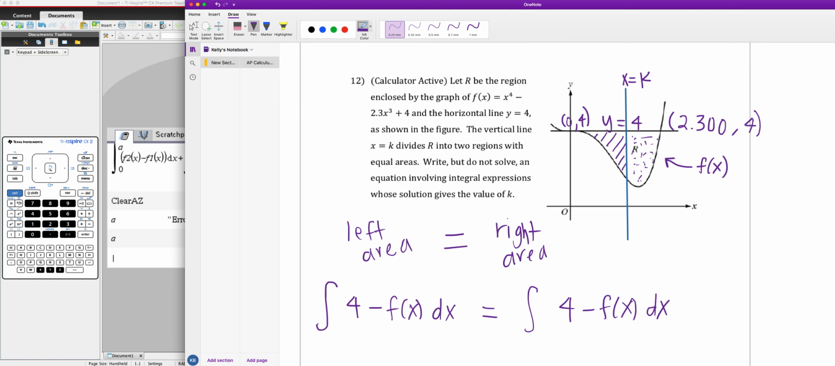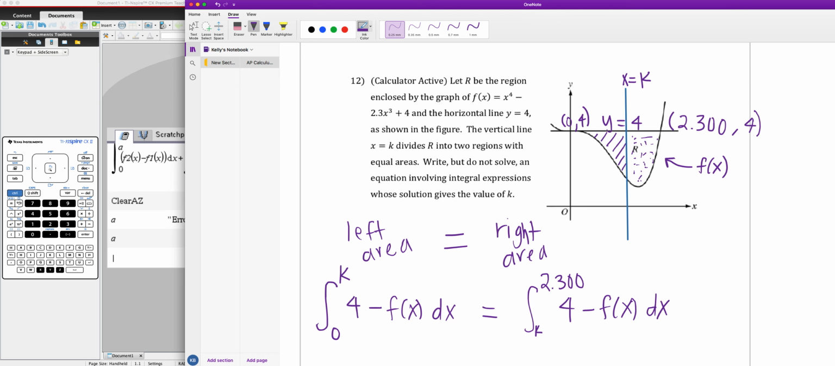So this is now going to give me my bounds. The area on the left is going from x equals 0 to whatever this vertical line is. Now, I don't know where it is, but we're calling it k, which means down here I'm going from 0 to k. On the right-hand side, I'm starting at the vertical line, so I'm starting at the k value and going all the way to 2.300.